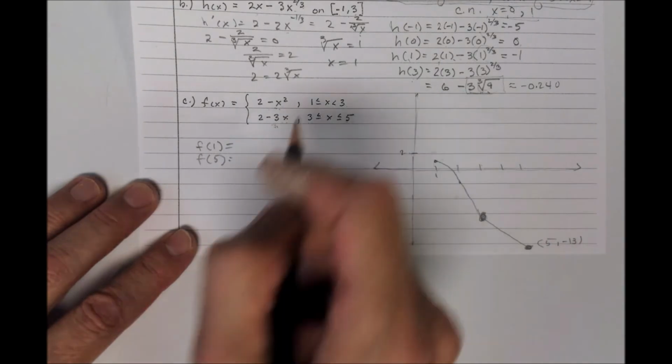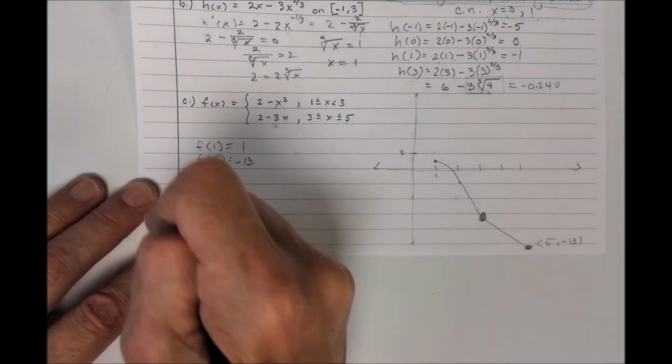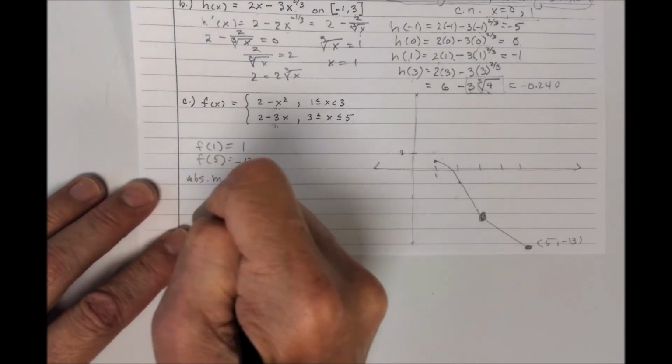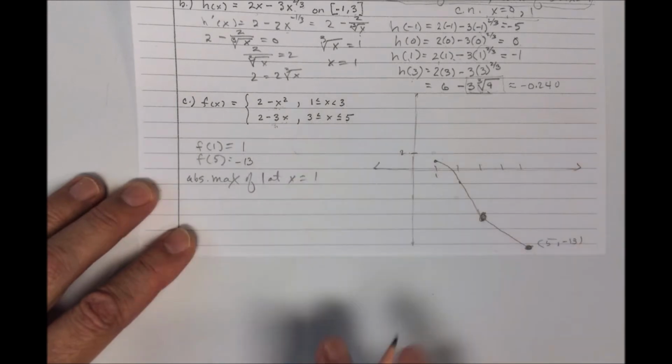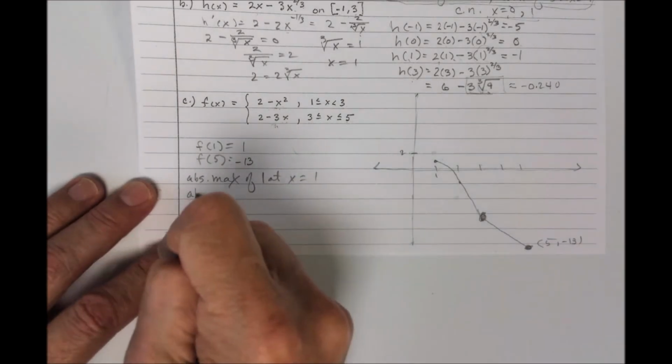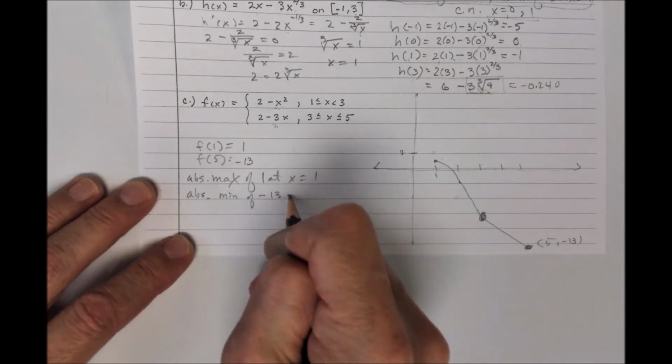At f of 1, we figured it out to be 1, and at f of 5, we figured it out to be -13. So absolute max of 1 at x equal 1, and an absolute min of -13 at x equal 5.